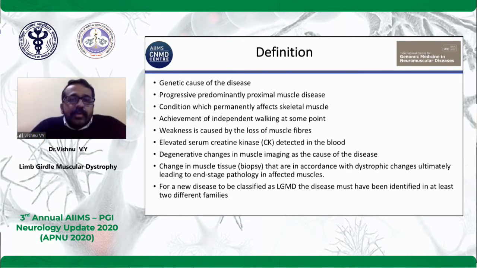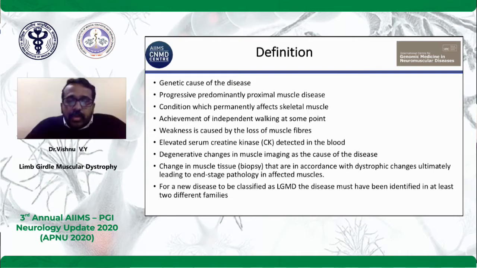So you don't want acquired conditions being labeled as limb-girdle muscular dystrophy. Then, progressively predominant proximal muscle weakness. Obviously, limb girdle, you have to have proximal muscle weakness. A condition which permanently affects the skeletal muscle. Yes, you don't want a spinal muscular atrophy, which has a limb girdle pattern, to be labeled as a limb girdle muscular dystrophy.